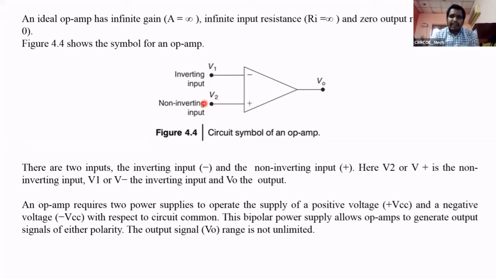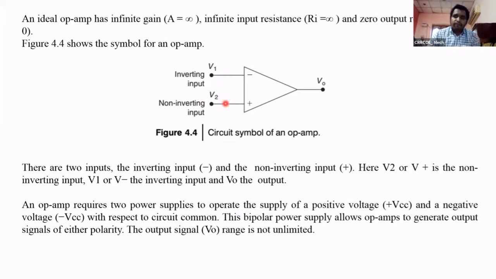At the same time the input resistance is very high. The input resistance between V1 and V2 is very high, which means there is no flow of current. Infinite resistance does not allow current through it. So that's why we can neglect the voltage difference between V1 and V2; it is negligible.